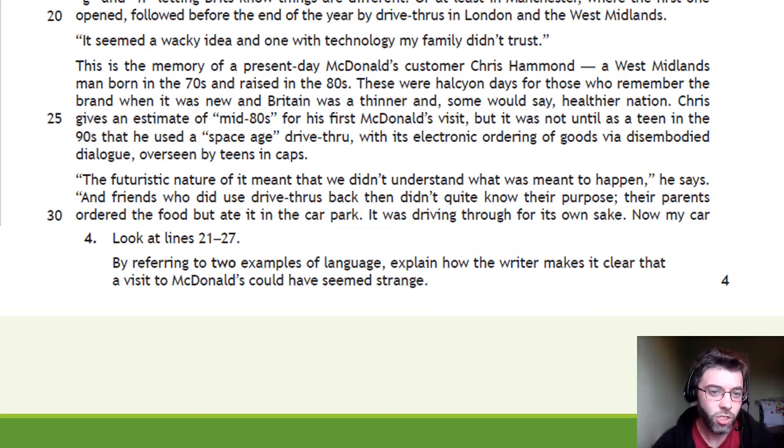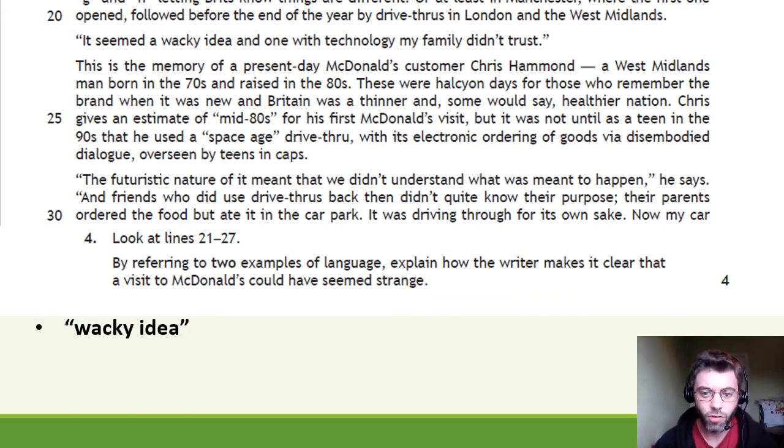Remember as well, it says lines 21 to 27. So if you find an example outwith that range, you can't use it. You won't get any marks for it. It's only within the range that you've been given. But within lines 21 to 27, there are various examples of word choice, in this case being used to show how strange the visit to McDonald's was.